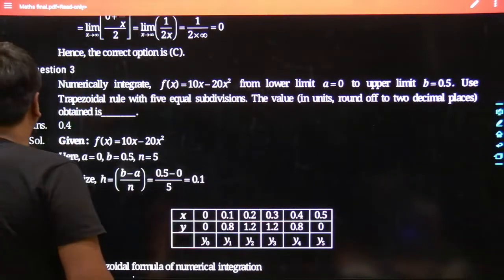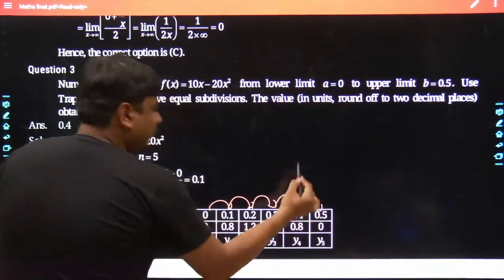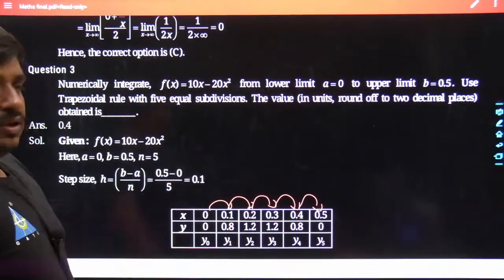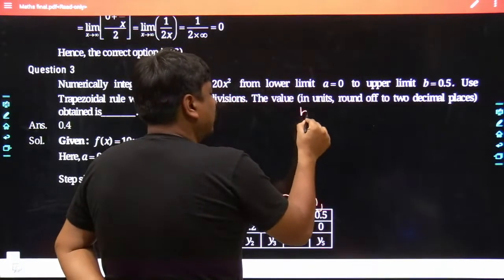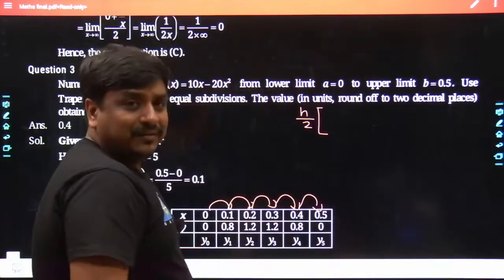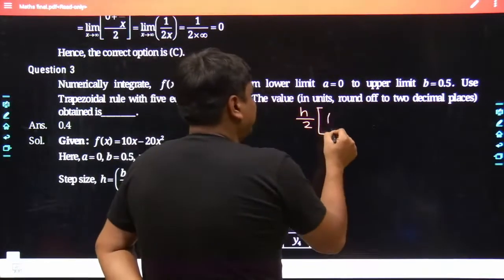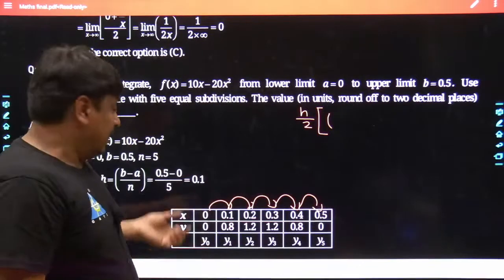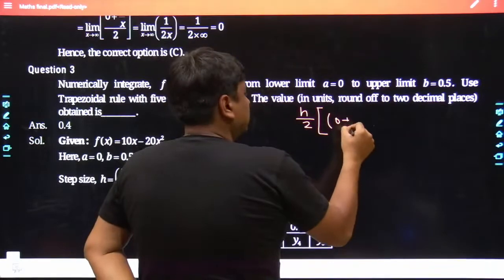How many steps will you have? 5 steps you will have. So till this point, probably everything must be clear to all of us. And now the formula which we have been deriving so far, probably now you would be able to recall what the formula used to be. Towards the outermost side, you will have h divided by 2, where h is the step size. And in the bracket, you will have the first as well as the last data of the ordinate, which is 0 and 0, obviously 0 and 0.